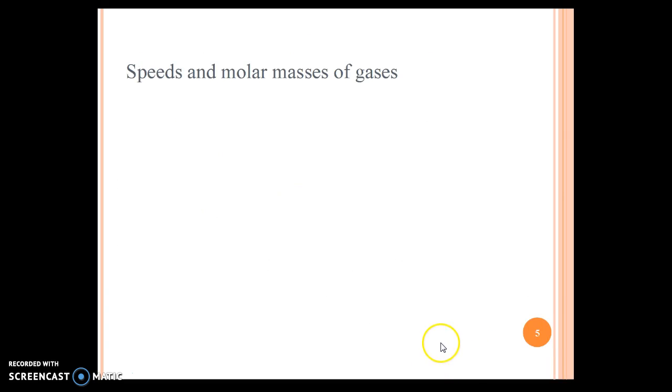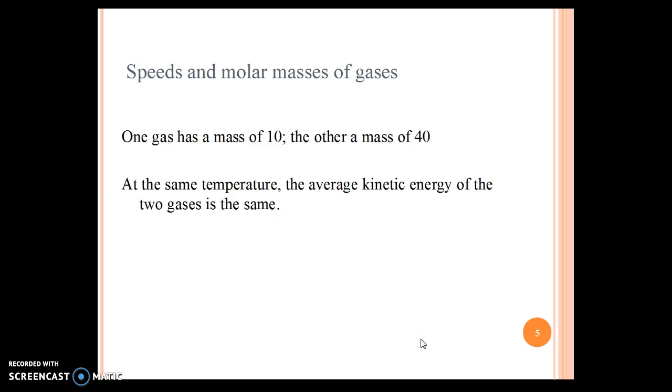Let's talk about those speeds and molar masses. Let's suppose one gas has a mass of 10 and the other has a mass of 40. What's the relationship between their velocities? Well, we know at the same temperature the average kinetic energy of two gases has got to be the same. Kinetic energy of the first gas has to equal the kinetic energy of the second. But kinetic energy itself is 1/2 mv squared.